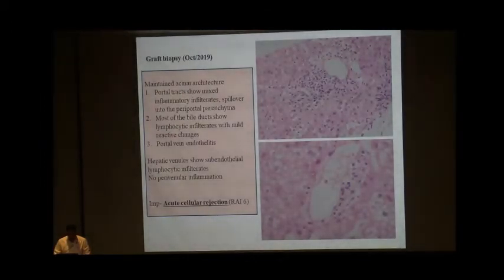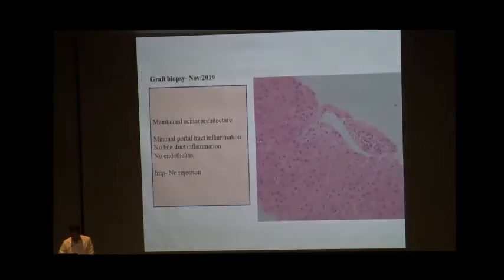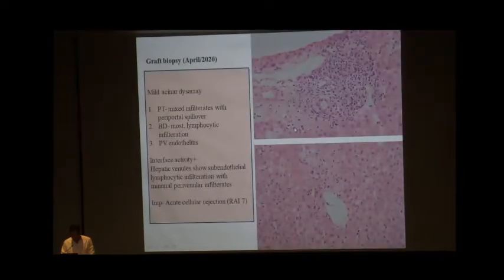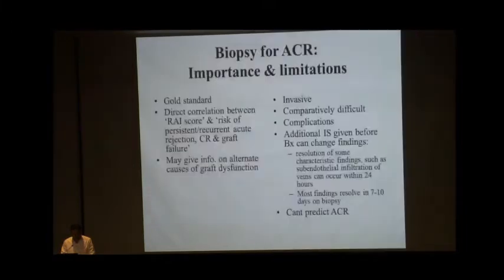You can see the typical biopsy findings. There is portal inflammation, the bile ducts are showing inflammation, and then you can see the portal vein endotheliitis and central vein endotheliitis and lymphocytic inflammation around the central vein. Now this was the first biopsy. This is a biopsy done 4 weeks later, which shows that all features of rejection have disappeared, and this is the third rejection which happened after stopping TAC again.